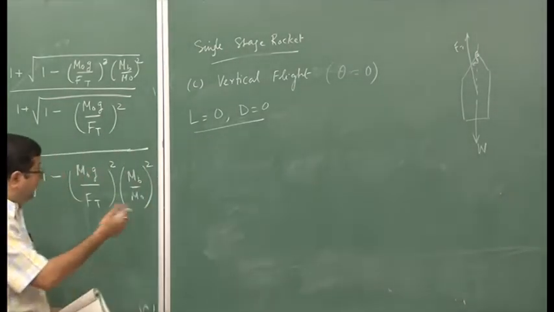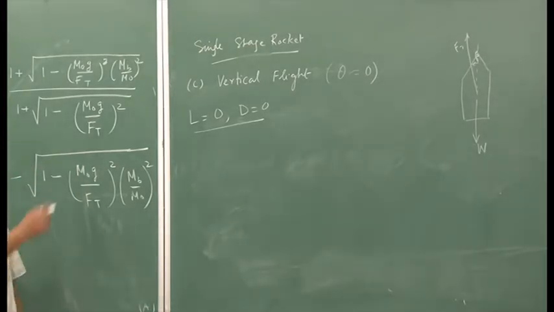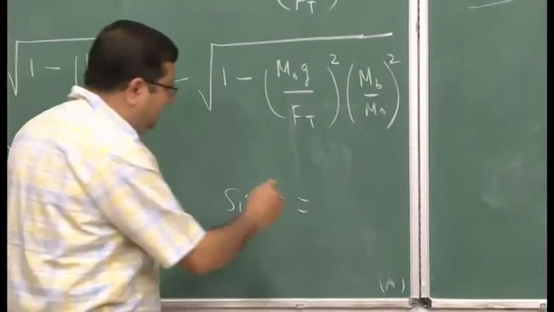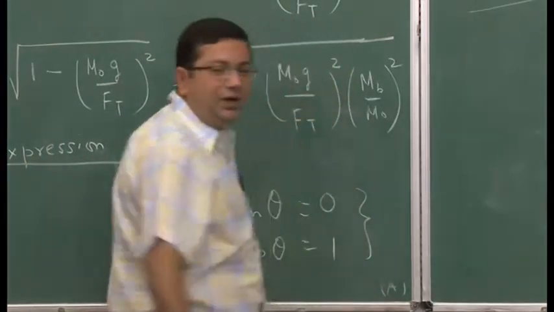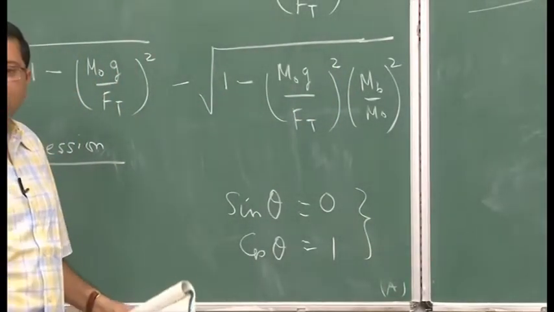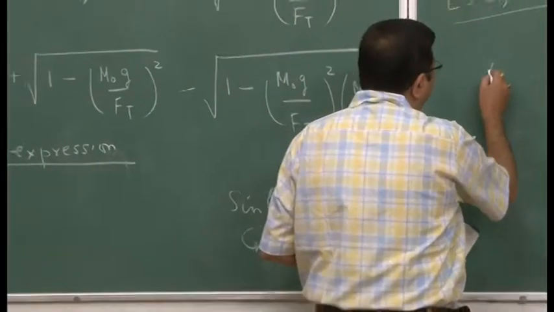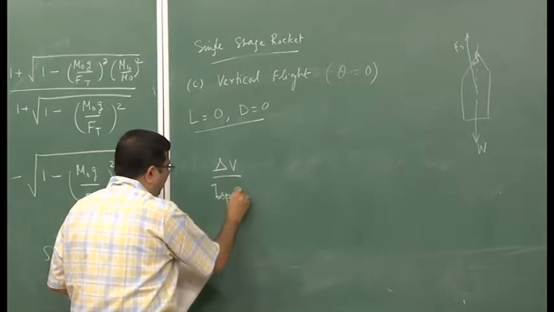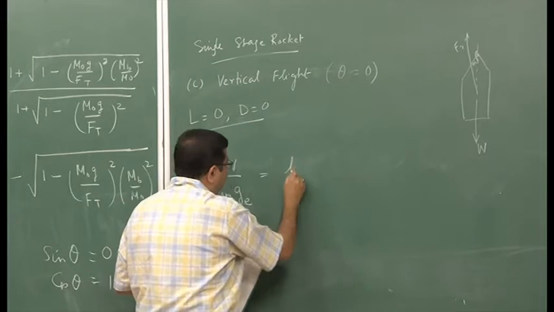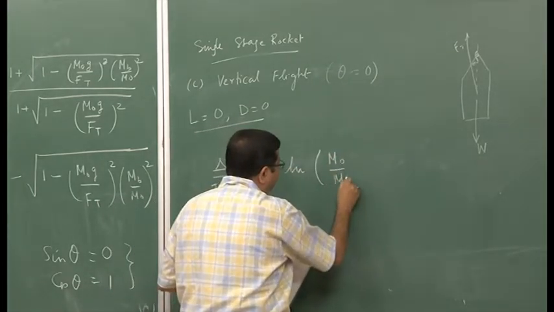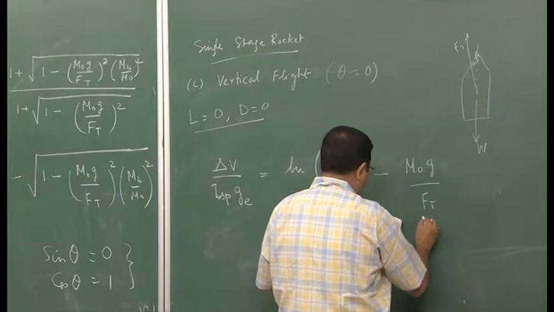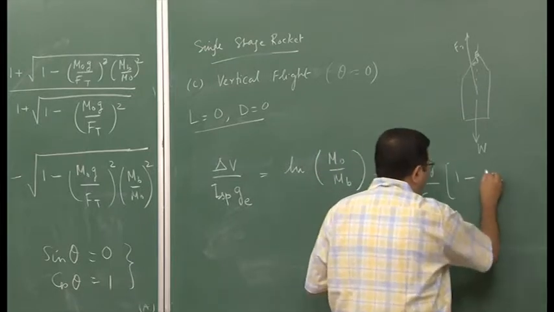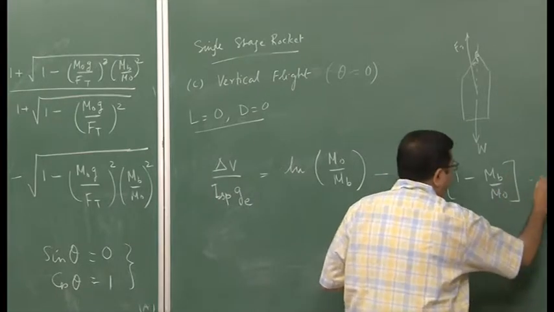So, once again we had the same differential equation which we need to integrate with these conditions. Only difference is that now theta is equal to 0. So, sin theta is 0 and cos theta is 1. Okay. So, when we put these conditions in our differential equation and integrate, we get del v equal to Isp g, that is g e, equal to ln m naught by m b, minus m naught g by F t times 1 minus m b by m naught. Let me call this equation B.